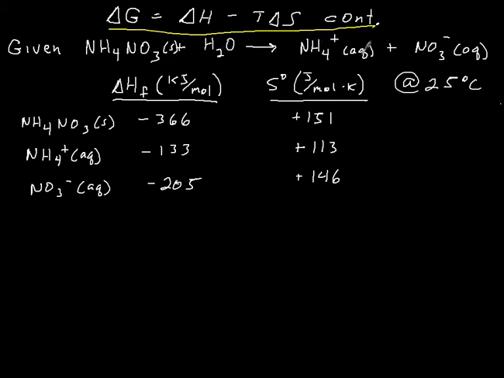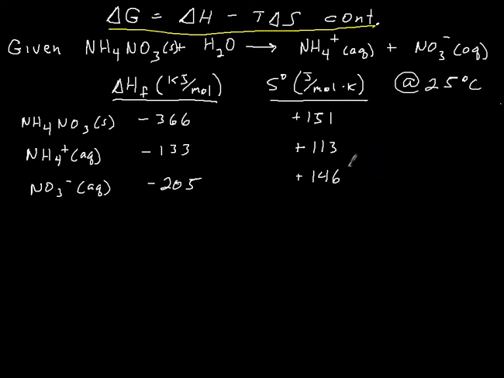So the ammonium becomes solvated and the nitrate becomes solvated. No necessary reaction with the water per se. The water is just surrounding the ammonium and the nitrate. So here are conditions that are given. It's at 25 degrees Celsius, and here are the heats of formation for the ammonium nitrate, the solvated ammonium ions and nitrate ions, and here are the entropies for those as well.